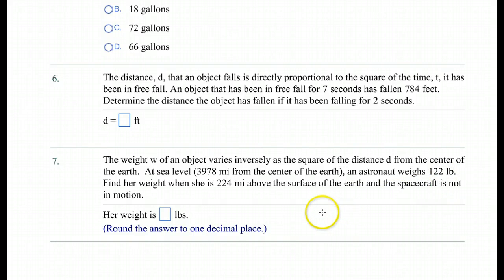Okay, so what we're going to do is set this up. We've got a proportion equation. So we're going to have W is inversely proportional to the square of the distance. So we're going to write that equation down, plug the given information in to figure out the constant of proportionality, and then answer the question.